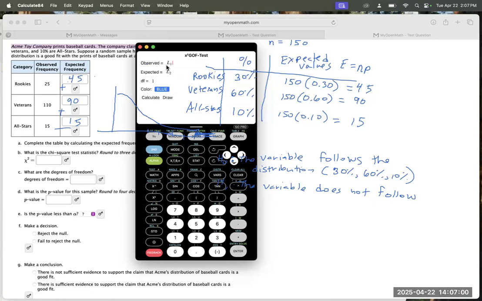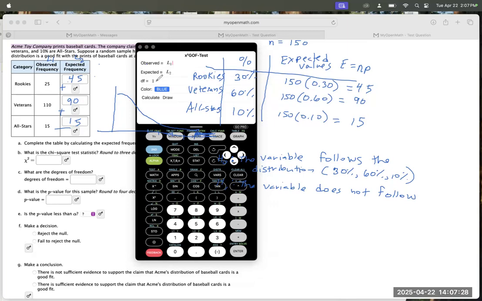So I just have to make sure, did I put my observed in the first column? I believe I did, because I did it exactly the way this table looks. My first column was in L1 and it is the observed, so that's good. And my expected were in L2. That's how I put it into my calculator, so that looks good as well.